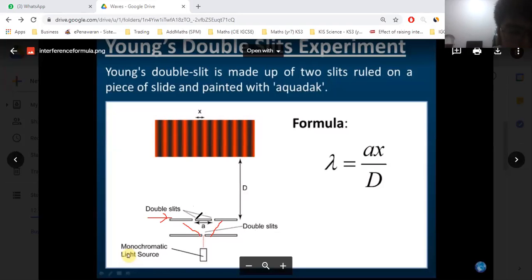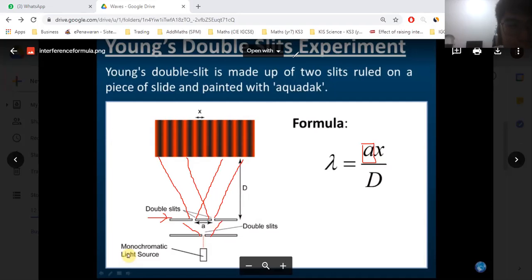Okay, now this double slit has two holes. The distance between the slits is A, just like the distance between the sources. So we are treating the slit as the source of the interference. So the first step here is diffraction, and then here is interference. Here and here.